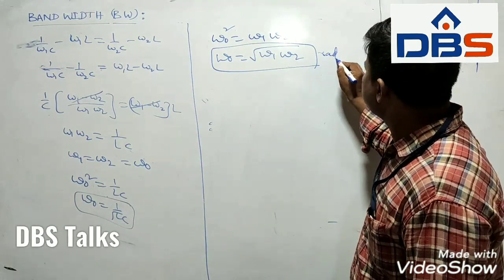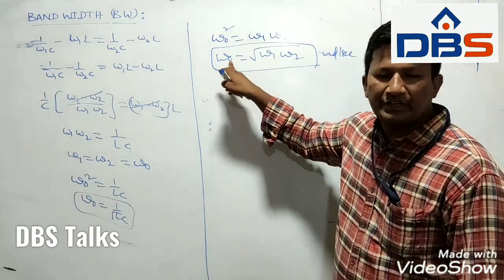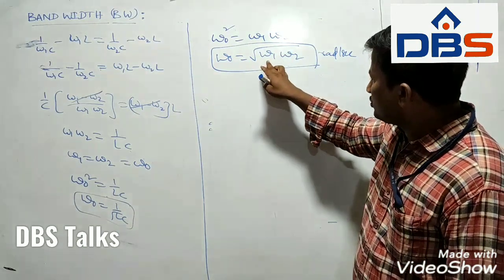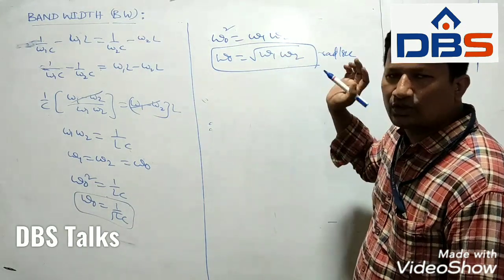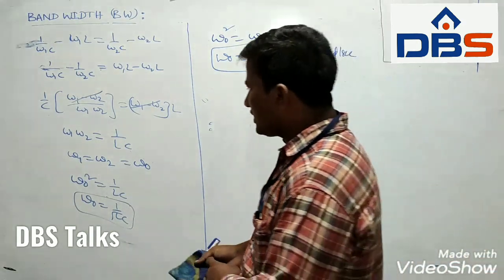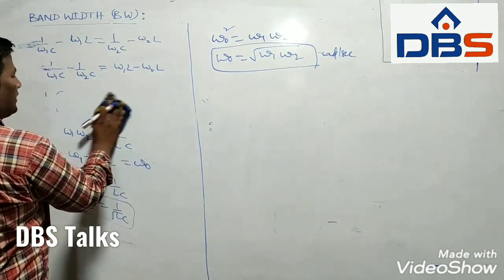So, in radians per second, the resonant frequency is the square root of the product of the two cutoff frequencies, that is omega 1 and omega 2. Otherwise, it is the geometric mean of the higher and lower cutoff frequencies. Now we have to derive the bandwidth formula.